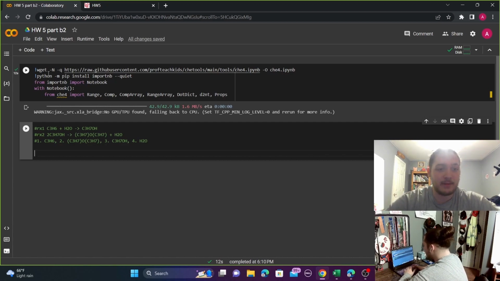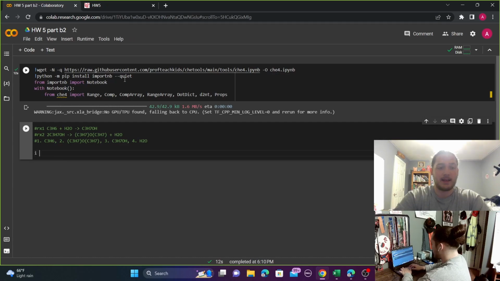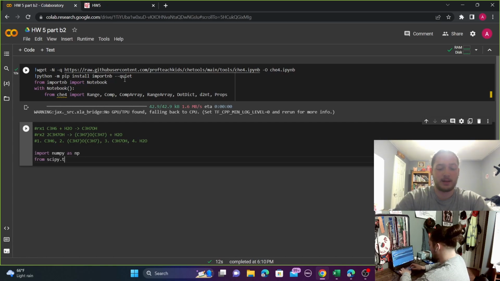And as you can see up here, I have already imported our notebook, which we will be pulling information and data from in order to work on this problem, and we will be referencing it throughout this code. So to start here, we can go ahead and import numpy as np, and we can pull from scipy.optimize, we're going to import root.